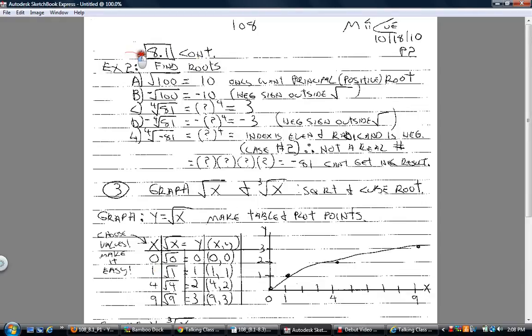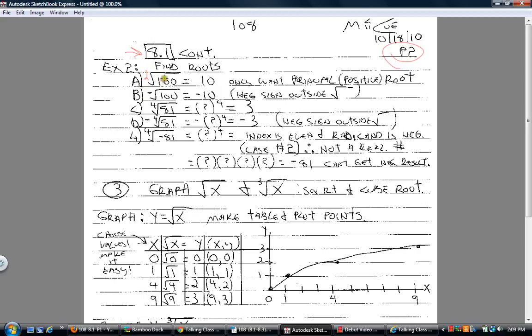Welcome back to section 8.1, page 2, 8.1 radicals. I'm going to finish up example 2 here, taking more square roots and cube roots and fourth roots. And basically, just remember that if you see a radical sign without an index number, there's an assumed 2 there. We hardly ever write it, like I said.